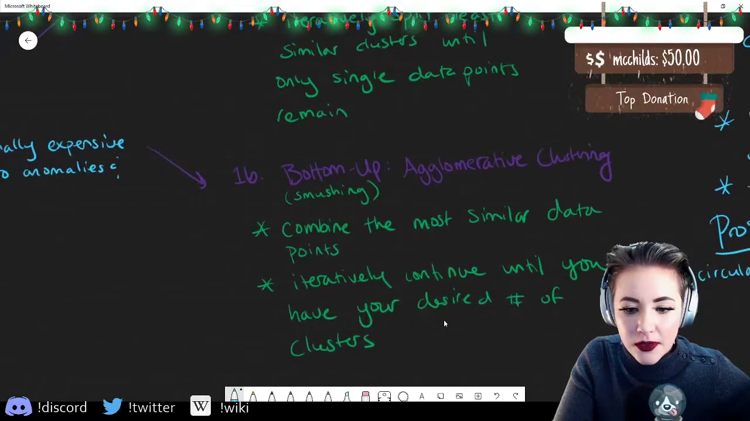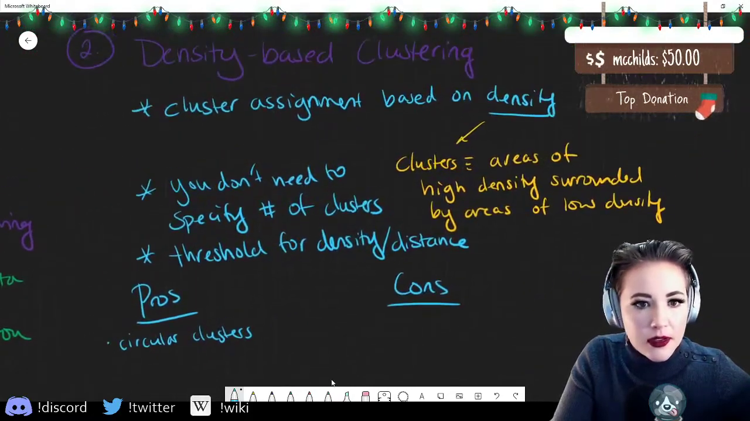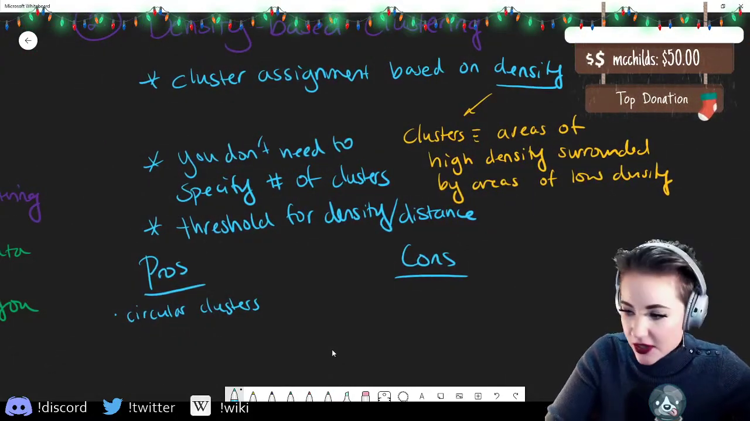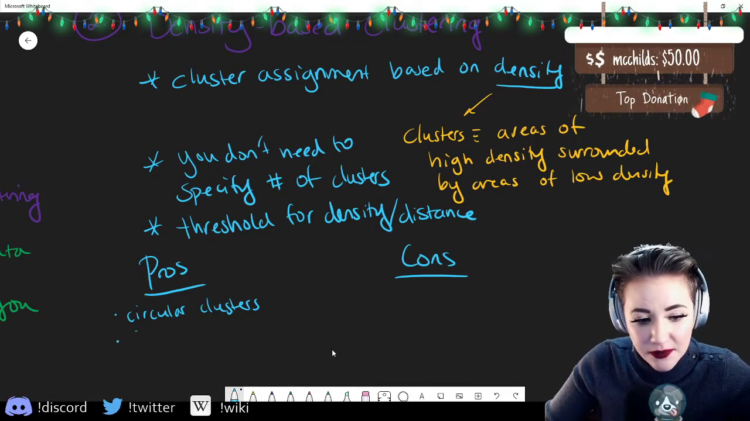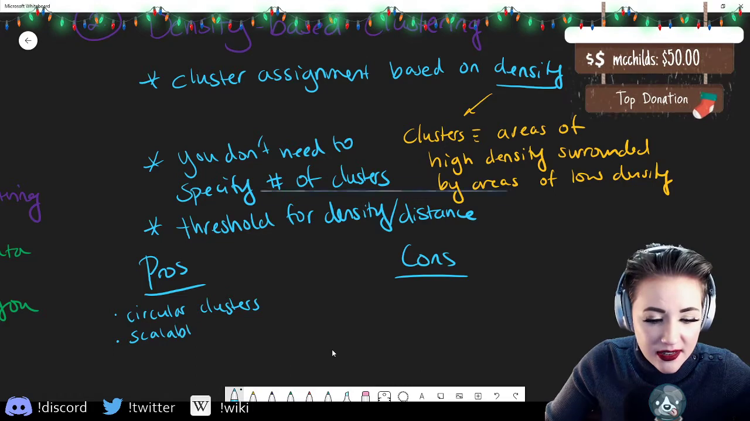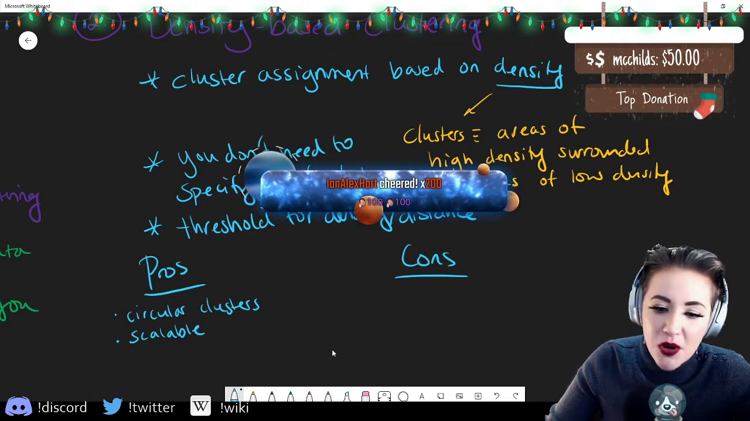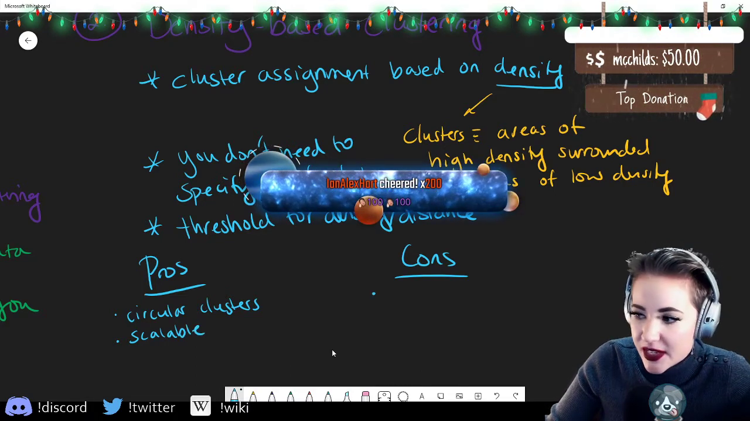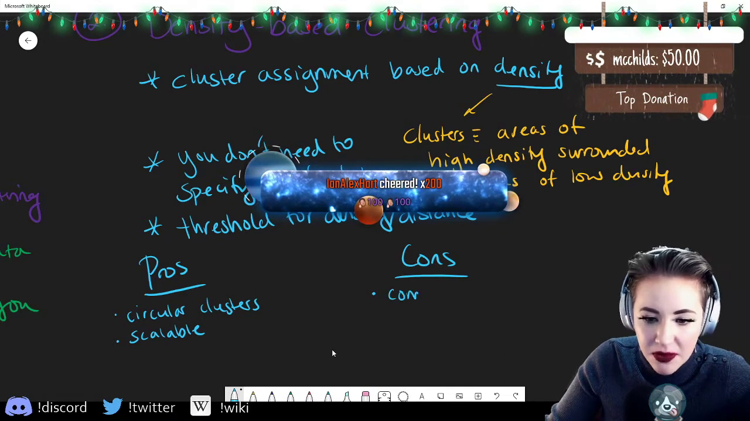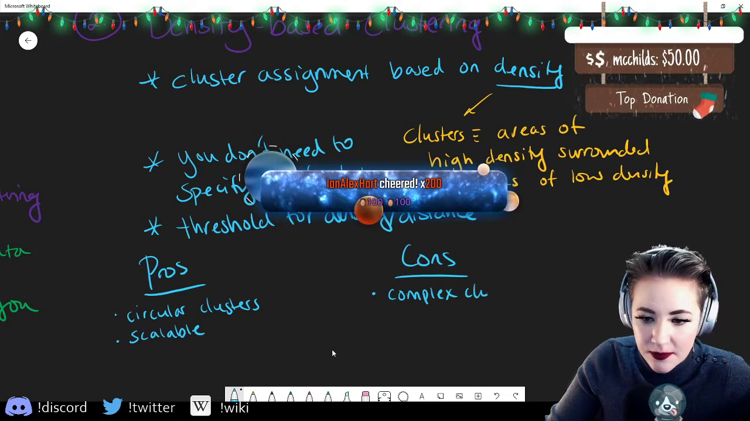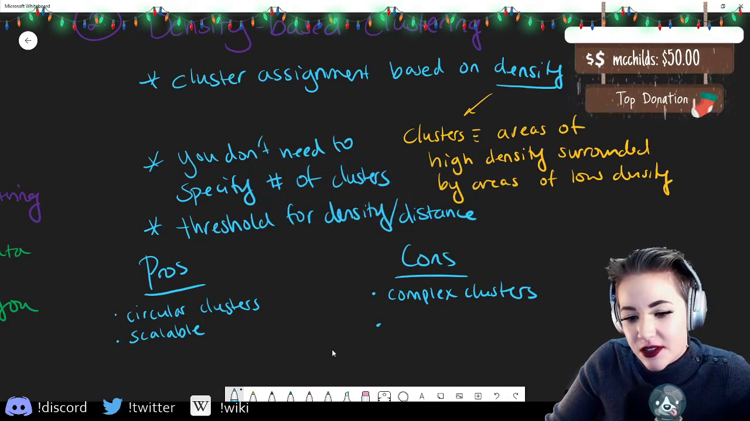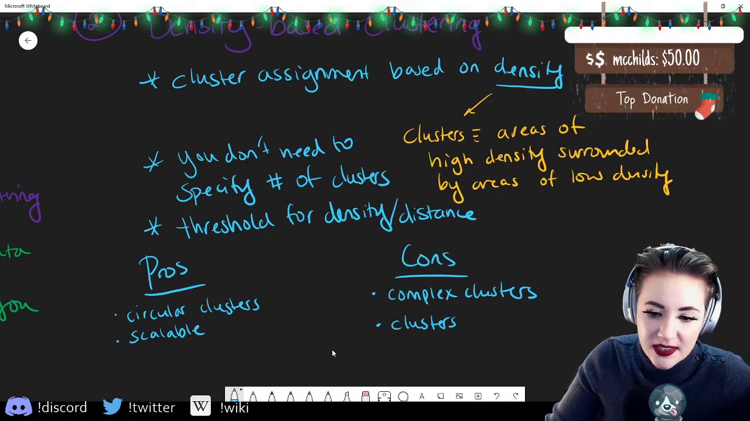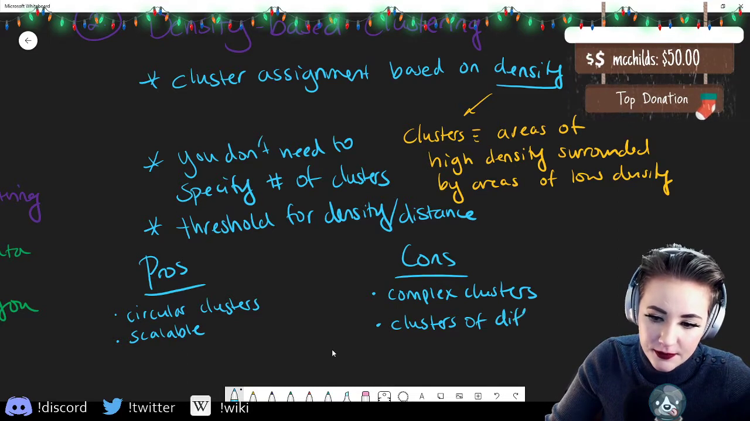So, let's see, density-based clustering, yes. So, circular clusters, it's wonderful. And it is actually rather scalable. More scalable, at least, than some of the other methods. The problem is, the big con here, is that it's not good if we have complex clusters, or if we have clusters of different densities. It can't handle these things.